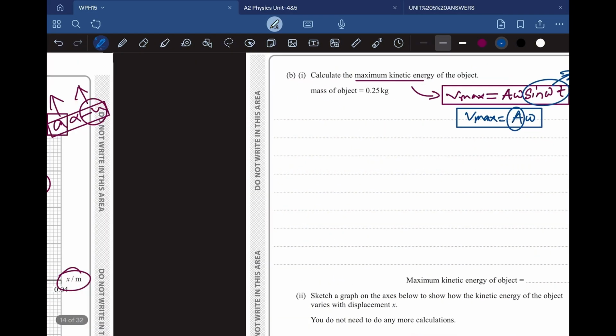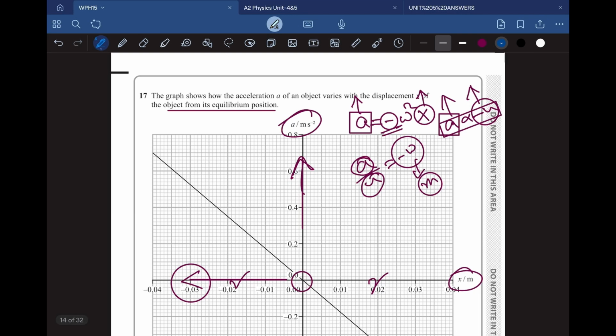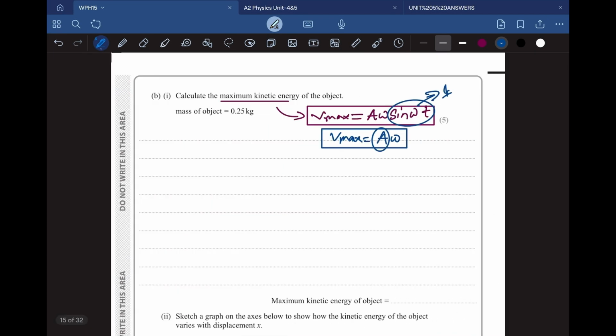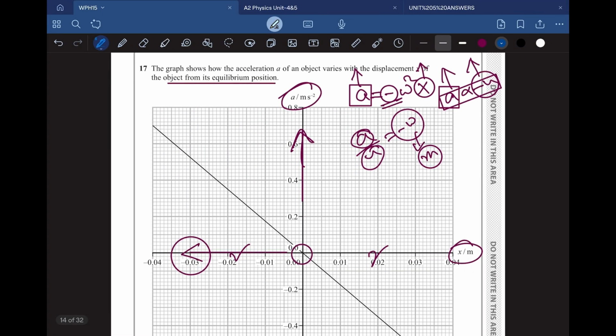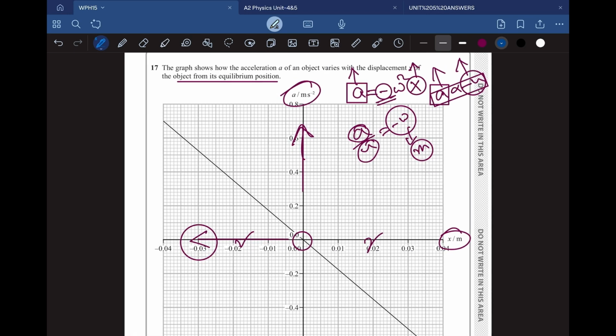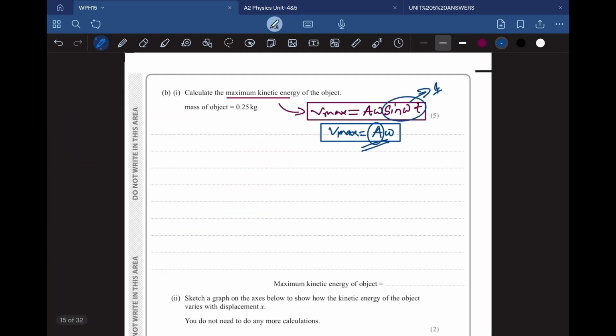Now let's move on to this graph. This amplitude is actually the displacement, right? The maximum displacement is the amplitude. So here we will have to figure out the maximum displacement, and we'll also have to figure out a few other things. Let's go through some more things.